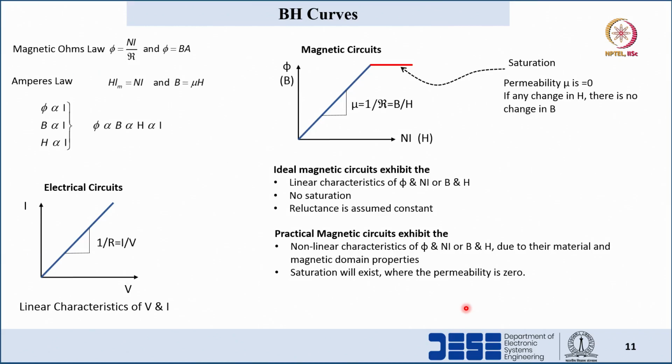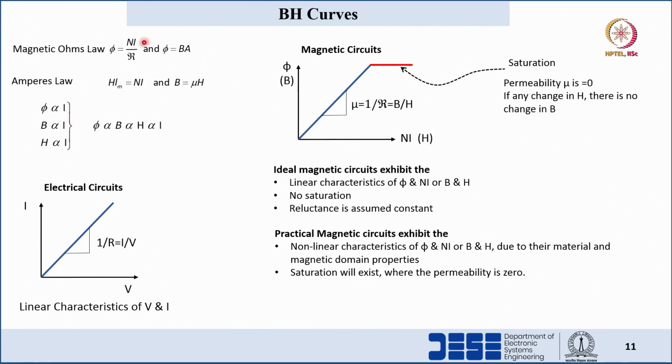Before going to the BH curve hysteresis loop, we will discuss the basic principles. The magnetic Ohm's law, where flux is equal to magnetomotive force divided by reluctance. It is analogous to electrical circuits, V by I, and flux equals B into A. The flux lines are B fields in a particular area, and Ampere's law gives the relation between the MMF and magnetic fields created by the current.